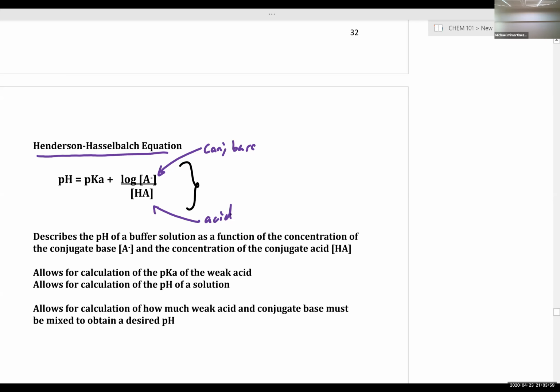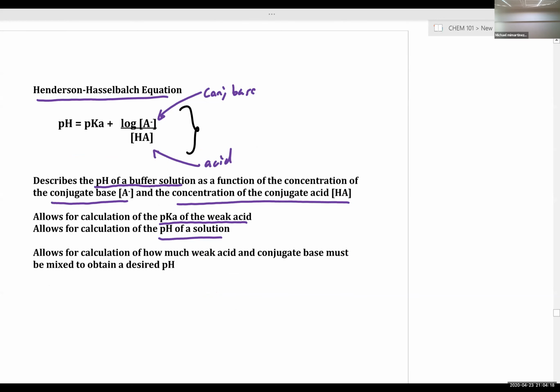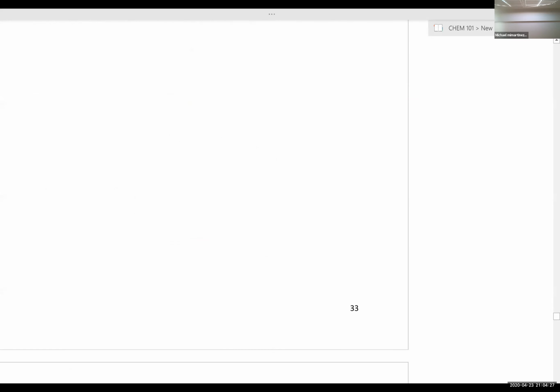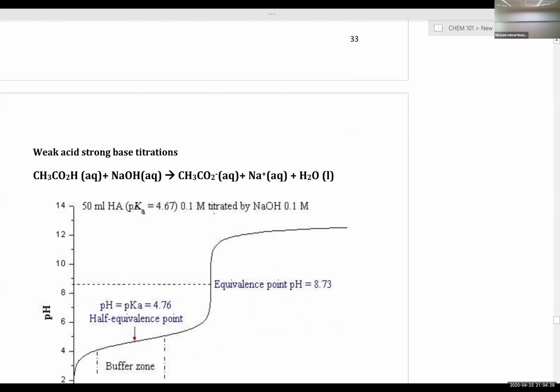So what this equation does is it describes the pH of a buffer solution as a function of the concentration of the conjugate base and the concentration of the acid. It also allows for the calculation of the pKa of a weak acid and the calculation of the pH of the solution. So it's really good if you want to make a buffer solution of known pH. That's the whole point of this equation.